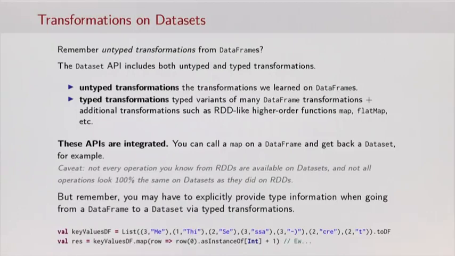And it's important to note that not every operation that you know from RDDs is available on datasets. And even operations that are available on datasets that you've seen on RDDs don't always look 100% the same on datasets as they did in RDDs. So you can't just, without looking at the API docs, start programming RDDs on top of datasets. You're going to get lots of compile errors. So just keep that in mind.